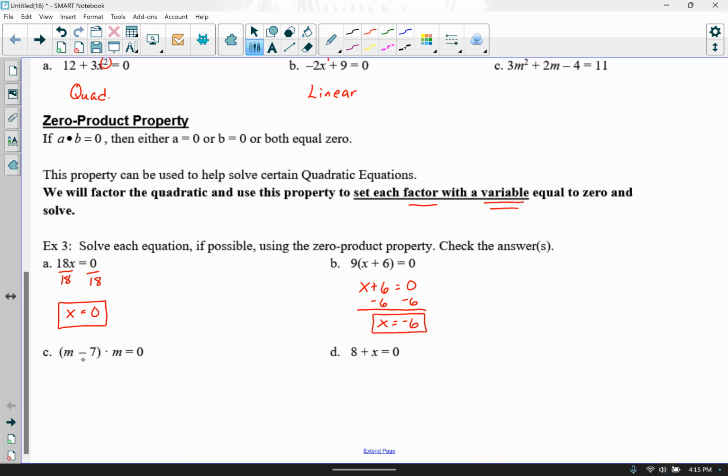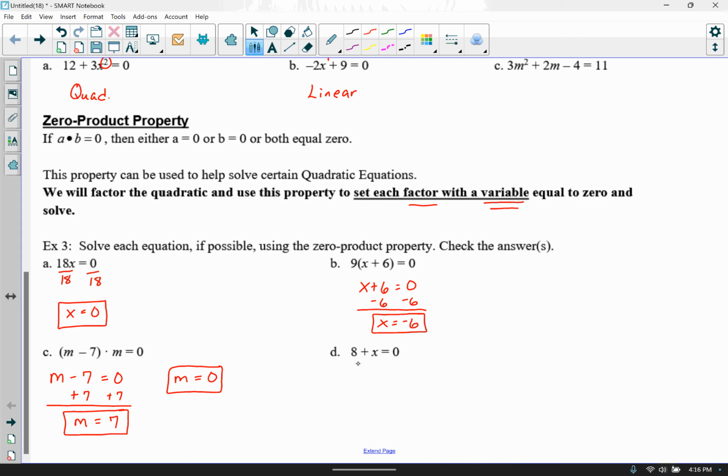Okay. Down below in letter C, I've got two factors here. The first factor is m minus 7. The second factor is m. So I'm going to set both of those equal to 0 and solve for m. The one over on the right's already solved. m equals 0, so that's one of my solutions. The other one, to solve for m, I'll add 7 to both sides. Both of my factors had letters with them, so both of the factors needed to be set equal to 0 and solved for m in both cases.